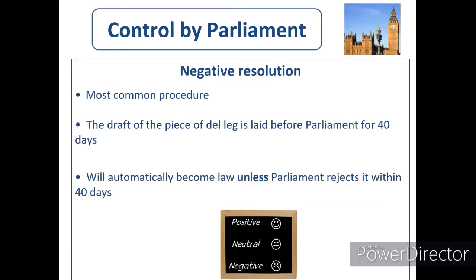So the negative resolution basically means that when a piece of delegated legislation is written, it will be open to Parliament to look at, and it's open for 40 days. And basically, if no one has objected or formally rejected this piece of delegated legislation, it will automatically become law. So it doesn't need Parliament to vote on it. Most delegated legislation, or rather most statutory instruments, become law through the negative resolution.